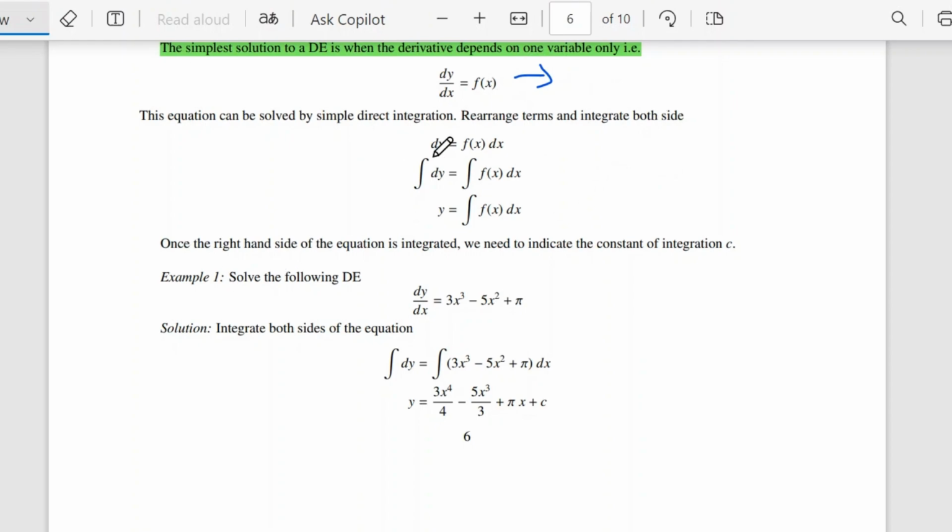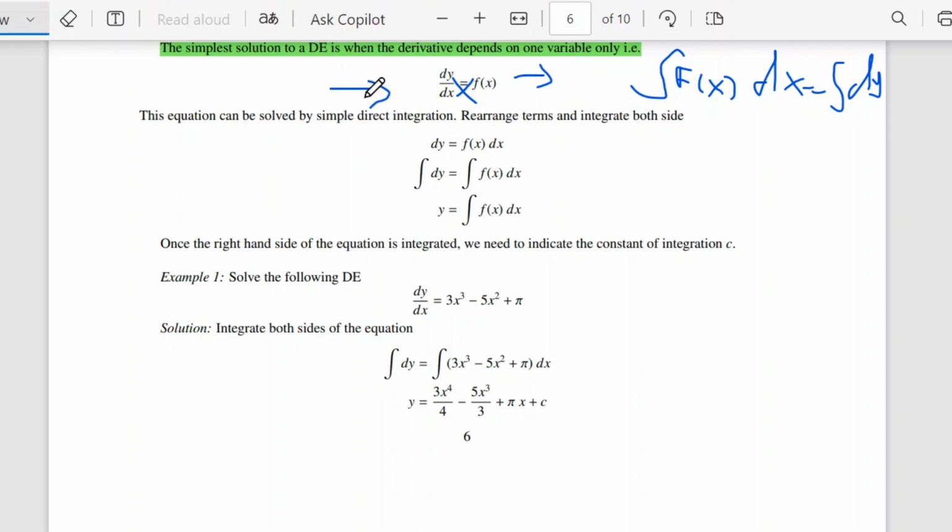Here, we can use cross multiplication from grade 6. You take this f of x multiplied by dx, which is equal to dy. Then you integrate both sides. You integrate here and then you integrate here. That's all. This one is just a basic example.